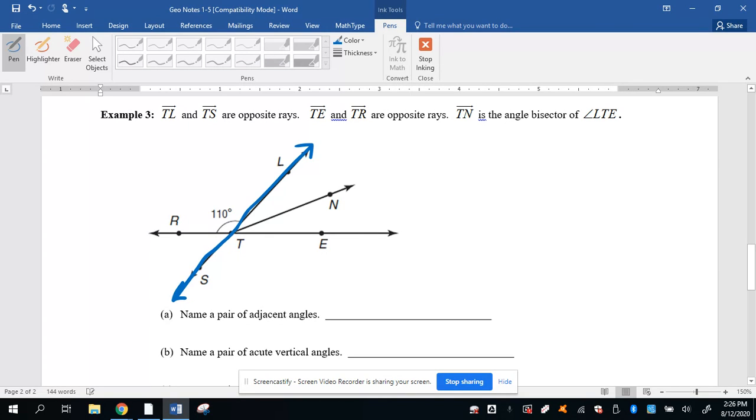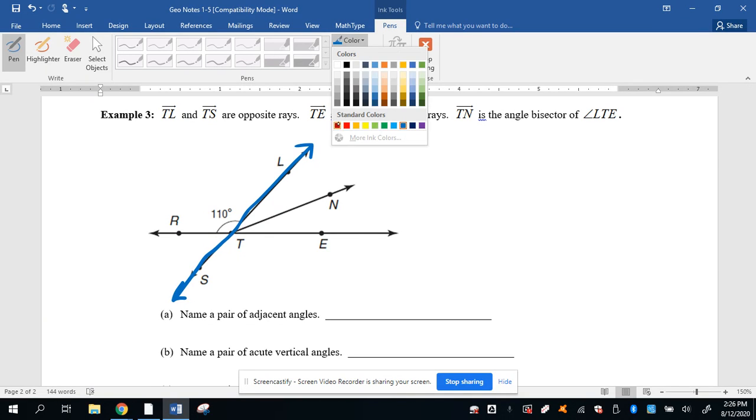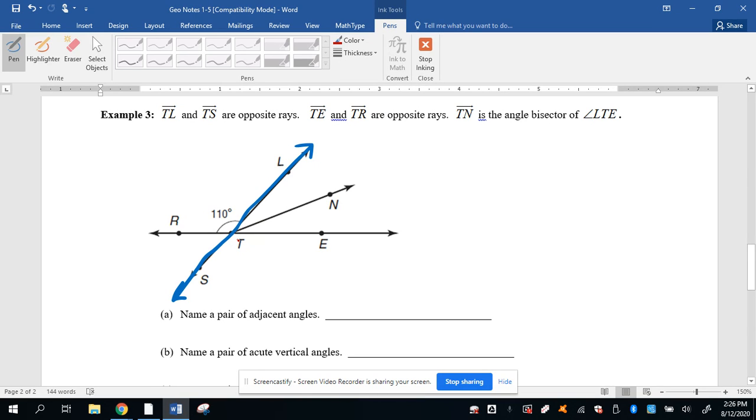I would use a color, let's say blue. Let's get out another color. We have ray TE and ray TR are opposite rays, so they form a line. And now we also know that TN is an angle bisector of angle LTE. So that means this angle and this angle have the same measure. Okay, we are not finding any measures in this problem, but what we are doing is working on vocabulary.